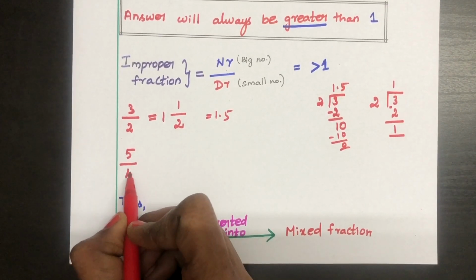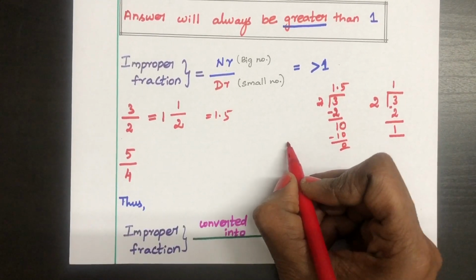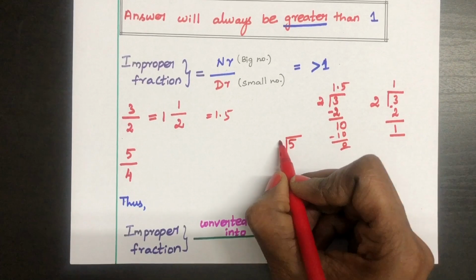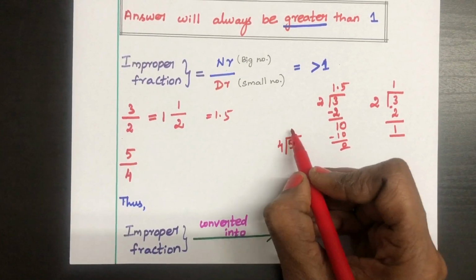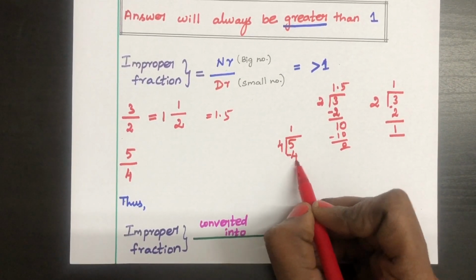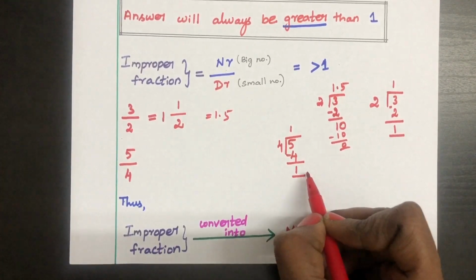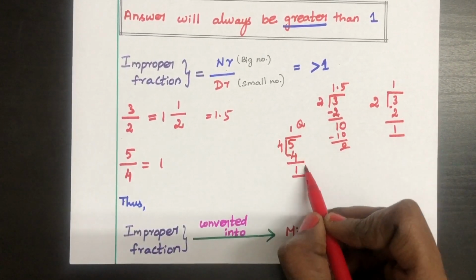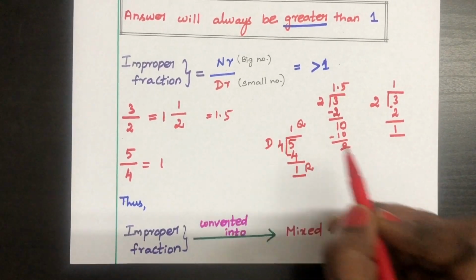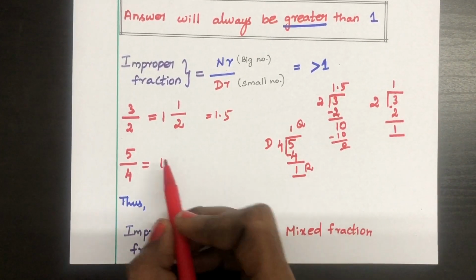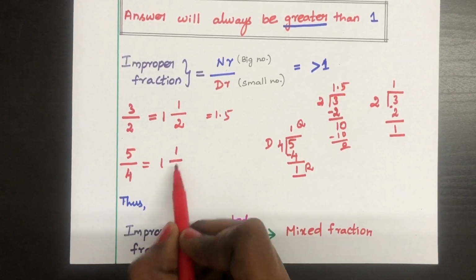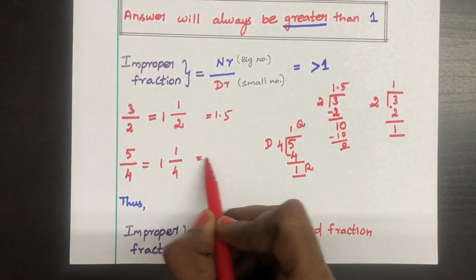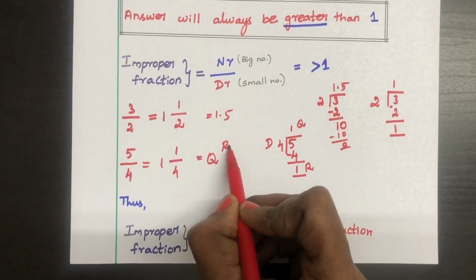5 by 4. If you divide 5 by 4, how many times does 4 go into 5? 1 time. Minus 4, so 1 is the remainder. Now Q is the quotient, R is the remainder, and this is the divisor. So the remainder 1 divided by 4, this is in the form Q R by D.